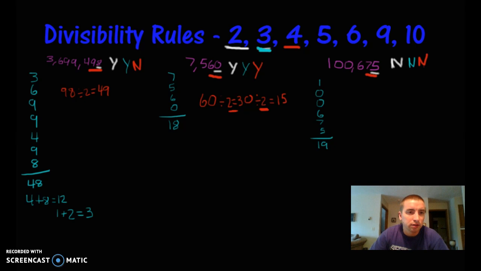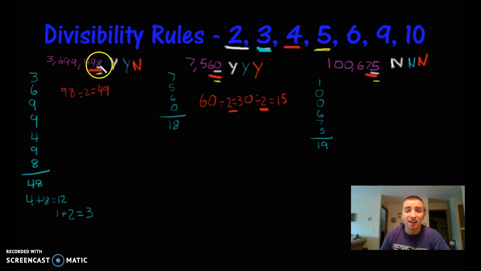Alright, let's go ahead and look at our 5. 5 is really easy. If the number ends in a 5 or a 0, then it's divisible by 5. So again, we're just going to look at the last digit, the digit in the ones place. So we're going to look at the 8, the 0, and the 5.